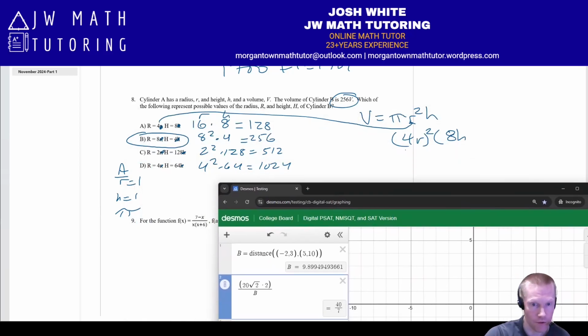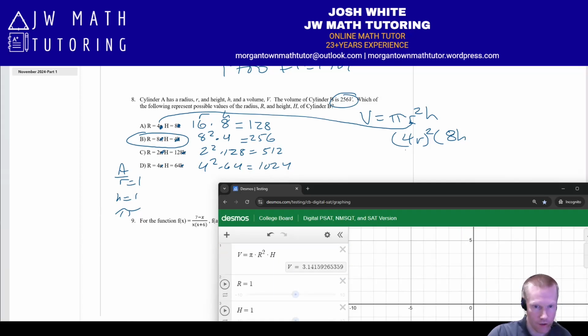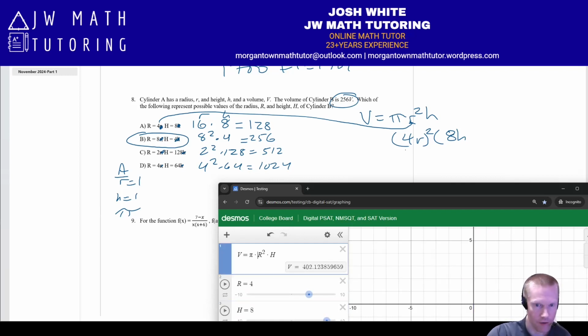I would just go to Desmos, and I would set up the formula, and your formula is just pi times r squared times h. Like this. And then what I would do is add sliders for various things. So for example, in the first one, r is 4, and h is going to be 8. And now I would get rid of the pi, because that part doesn't matter. The part that really matters is the number times pi.